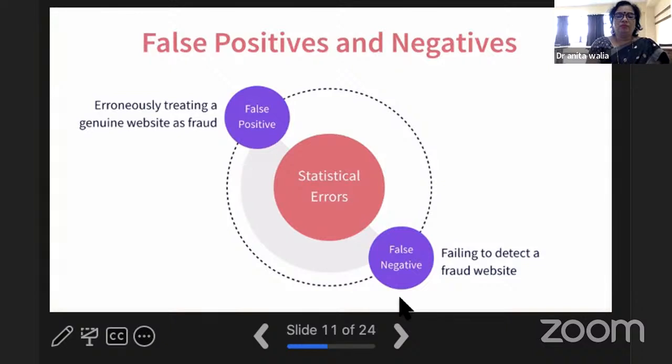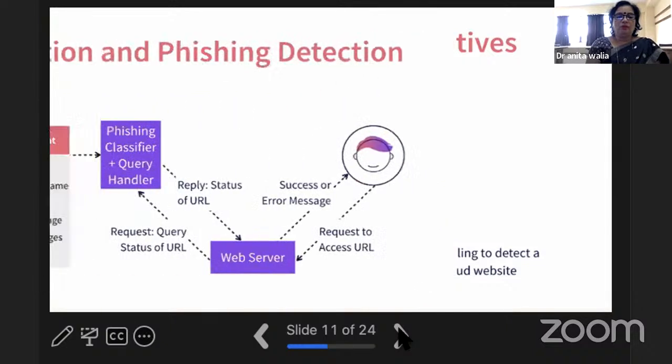So going back to the phishing example, let's look at the features of a website that can be used for building a trained model.